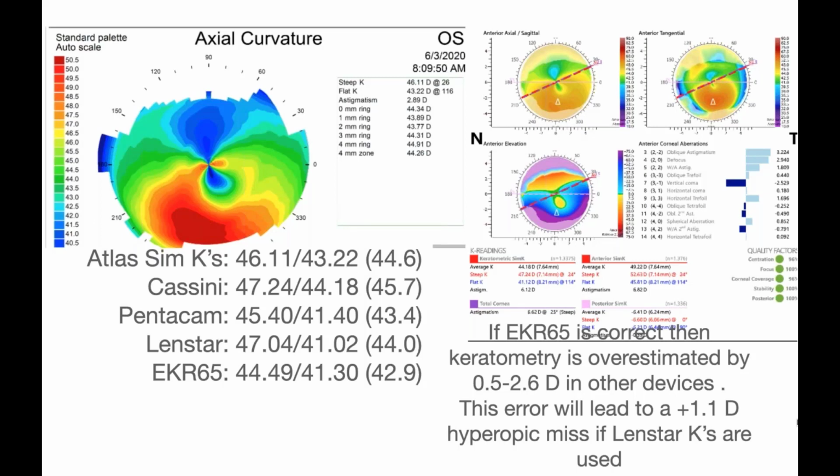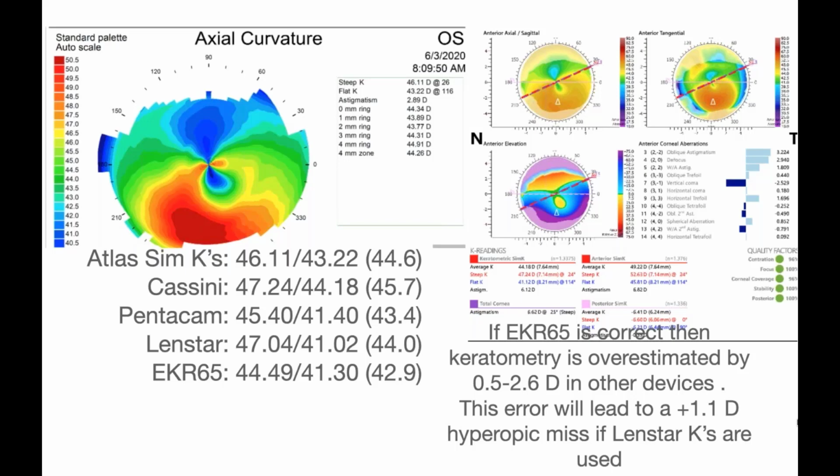But I put them up there to show you the average K on the Atlas Sim-K was 44.6. For the Cassini, it was 45.7. For the Pentacam regular Sim-K, it was 43.4. The Lenstar was 44, but the EKR-65 was 42.9. So everything is overestimating the power of the cornea except the EKR-65. So if the EKR-65 is correct, then the keratometry of all the other devices will overestimate by 0.5 to 2.6 diopters.